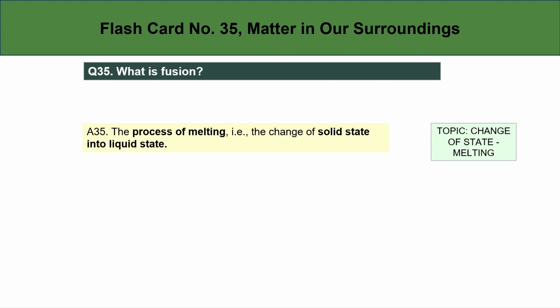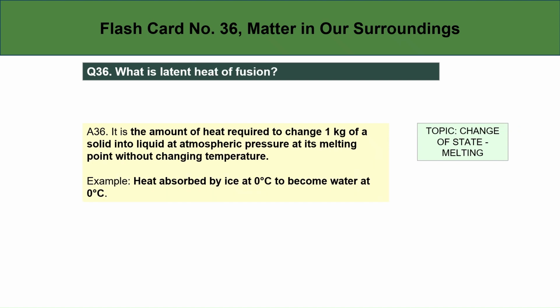Now an important exam term. What is latent heat of fusion? It is the amount of heat required to change 1 kg of solid into liquid at atmospheric pressure at its melting point without changing temperature.